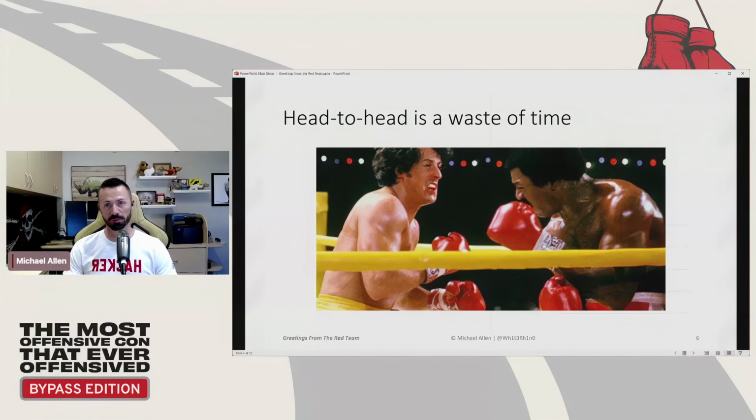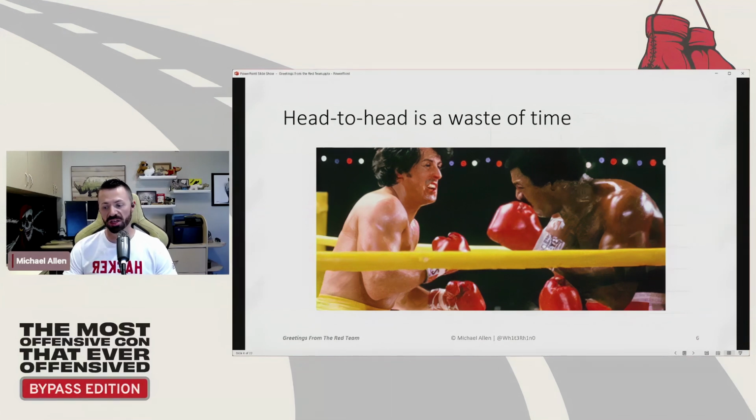The two contenders in a boxing match are evenly matched. They're in the same weight class. They've got similar training. They're in similar shape. And they're going to go head to head, and we're going to see who's the best at boxing. But in real world attacks, it's not like that.